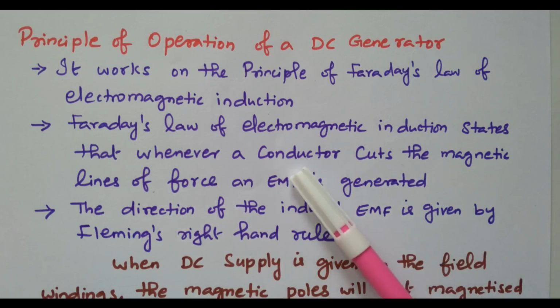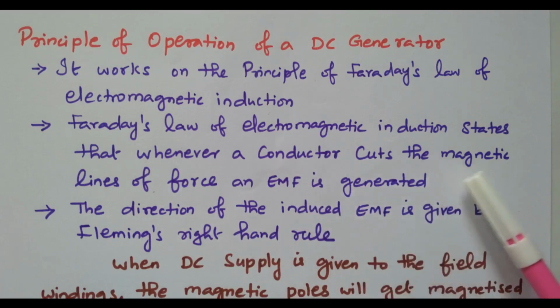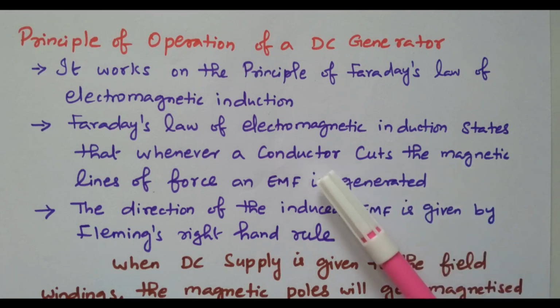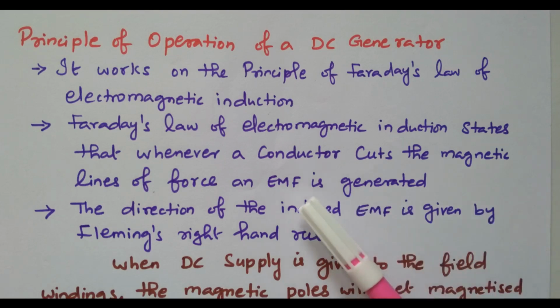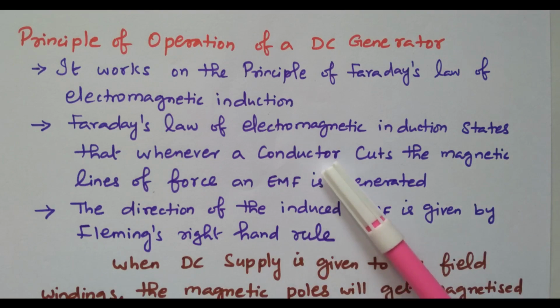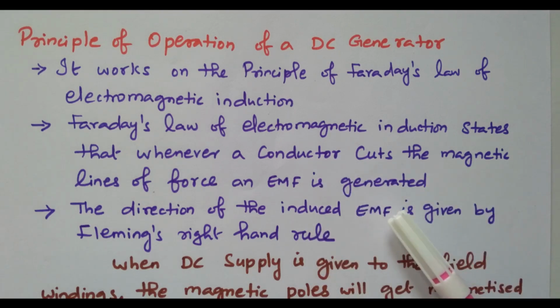We need to see what the conductor is and how the magnetic field is produced. The conductor is nothing but the armature. The armature is the rotating part, in which the conductors are available. The magnetic field is produced by the field winding, the stationary part, so that EMF is generated. When the armature rotates in the magnetic field, EMF is generated. With the detailed diagram, you will be able to understand easily.